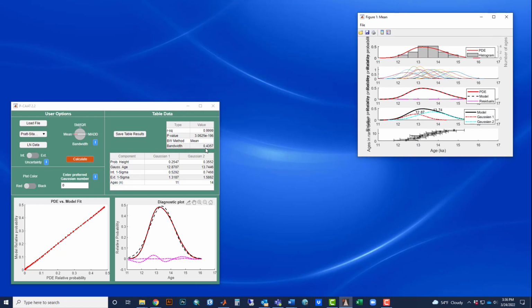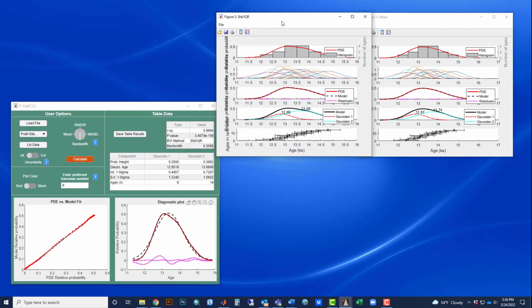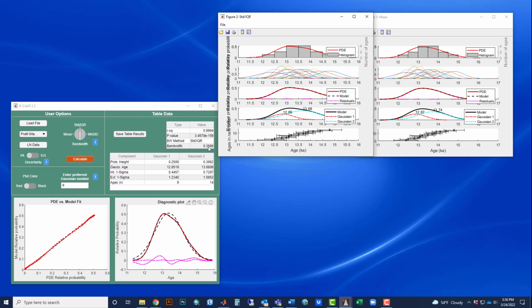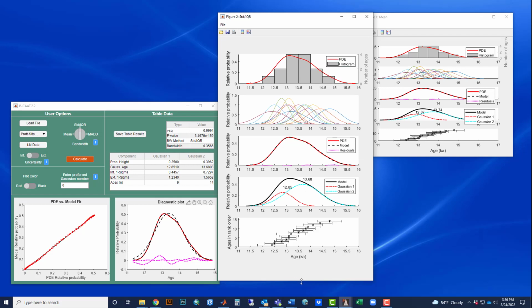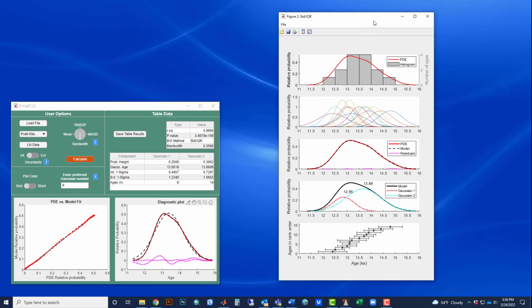So for the mean, we have 0.4357, and for the standard deviation, 0.3566. So the standard deviation is in fact narrower. So that would be the plot that I choose.